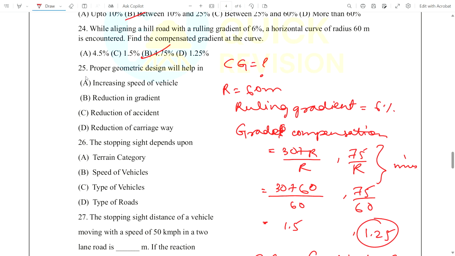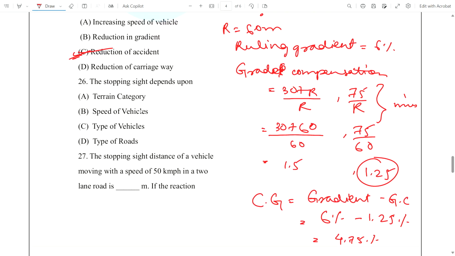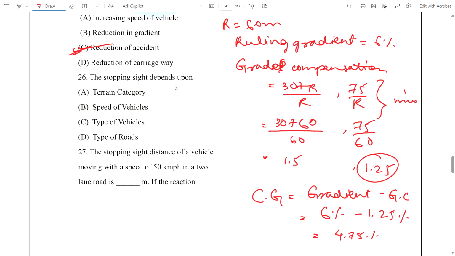Now question number 25. Proper geometric design will help in what? Increasing speed of vehicle, reduction in gradient, reduction of accident, or reduction in carriageway. The answer will be reduction of accident. Proper geometric design will help in reduction of accident. The main purpose of designing is to reduce accidents. Now question number 26. The stopping sight distance depends upon what? Terrain category, speed of vehicle, type of vehicle, or type of road. It is mainly the speed of vehicles.